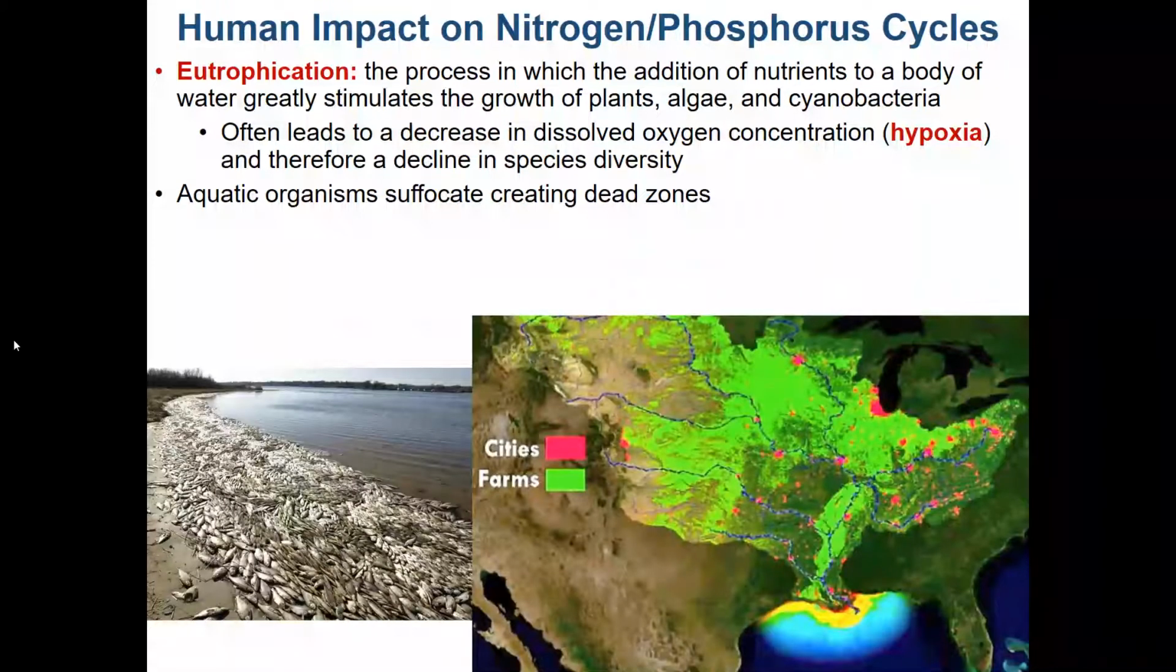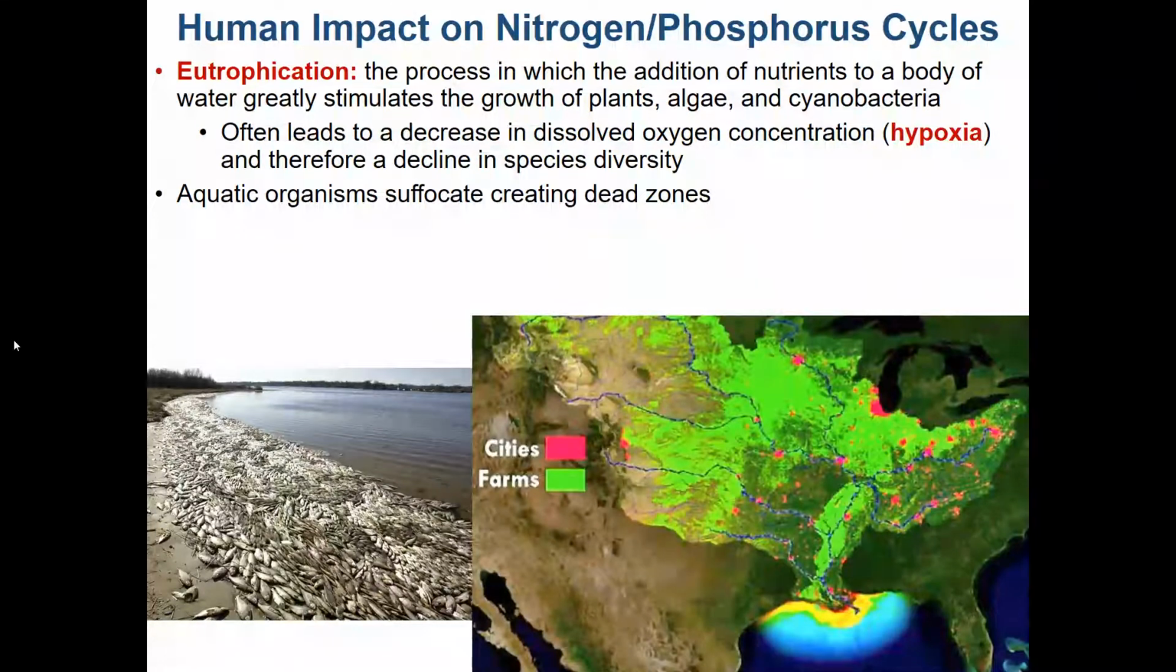So this eutrophication often leads to the decrease in the dissolved oxygen concentration, or hypoxia. And so because these organisms are dying because of lack of oxygen, we have a decline in species diversity, because aquatic organisms are suffocating, creating dead zones.